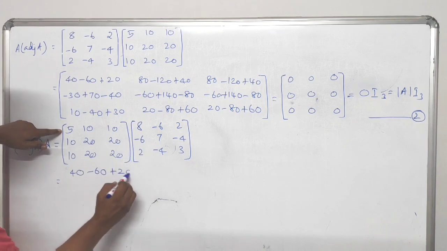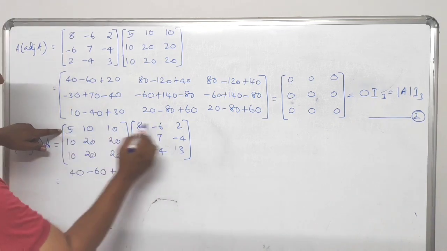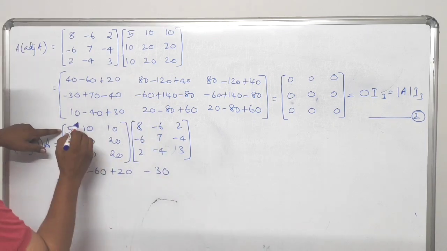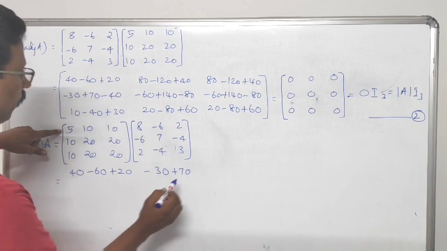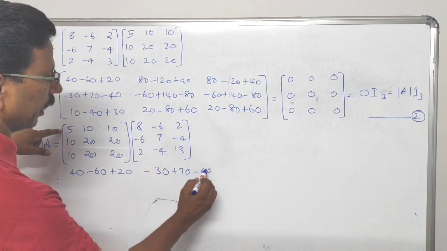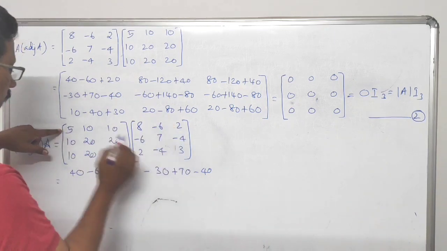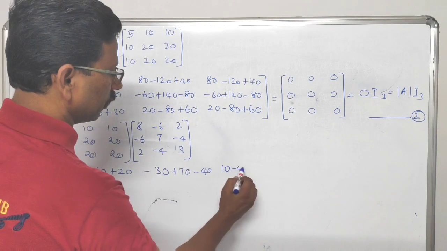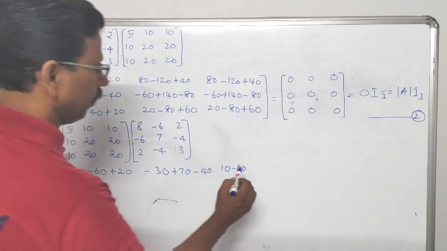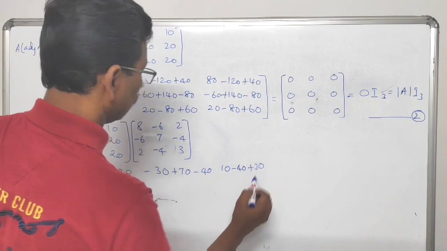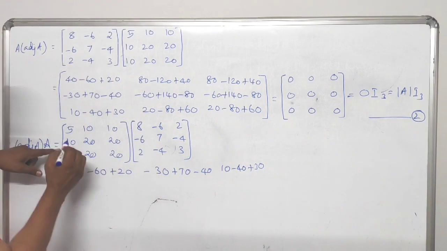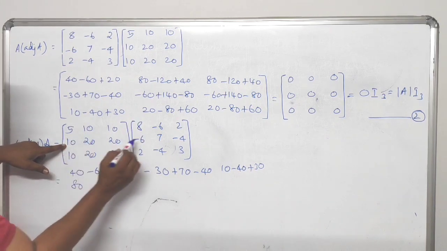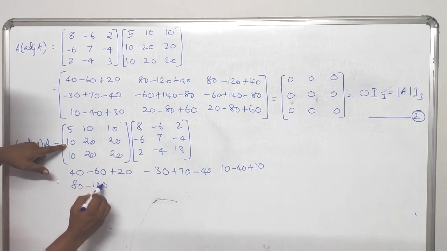Then take first row, second column: minus 6 5s are minus 30, then 10 into 7 is 70, then 10 into minus 4 is minus 40. Then we take first row, third column: 5 into 2 equal to 10, then 10 into minus 4 is minus 40, then 10 into 3 is plus 30. Then we can go for second row, first column: 10 into 8 is 80, then 20 into minus 6 is minus 120, then plus 20 into 2 equal to 40.